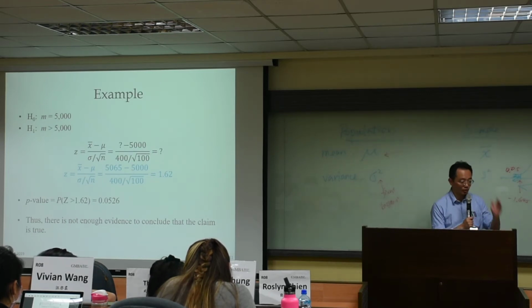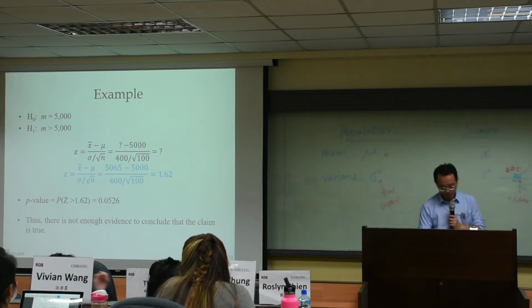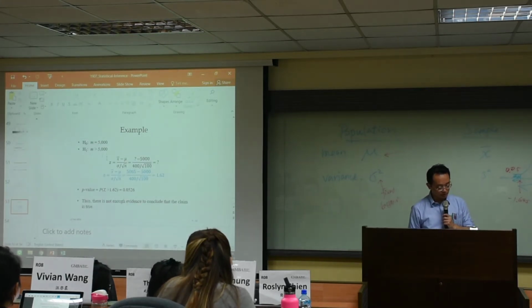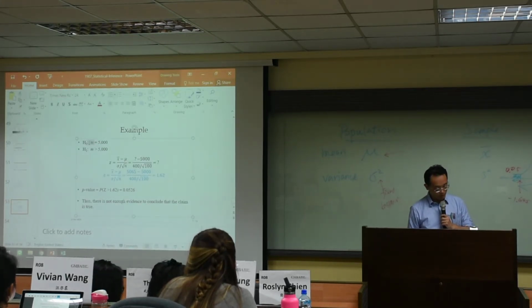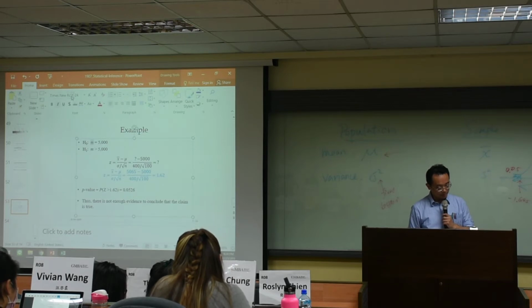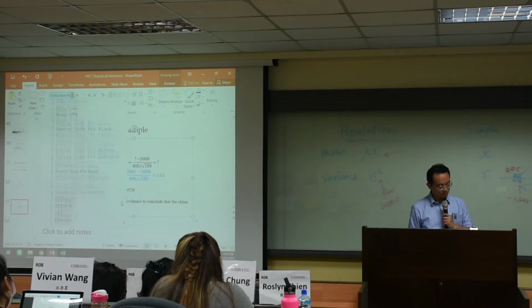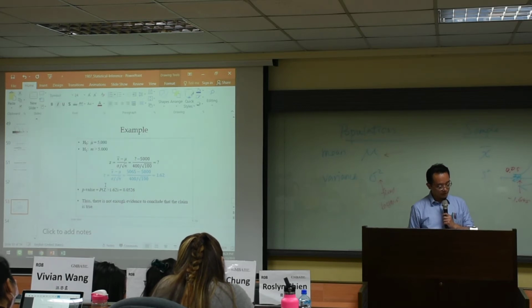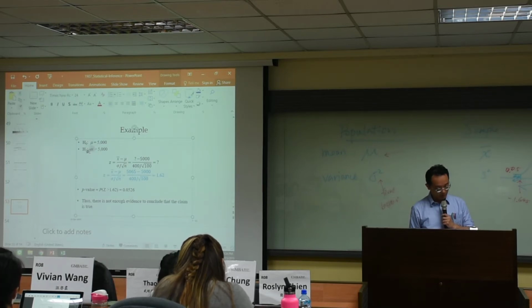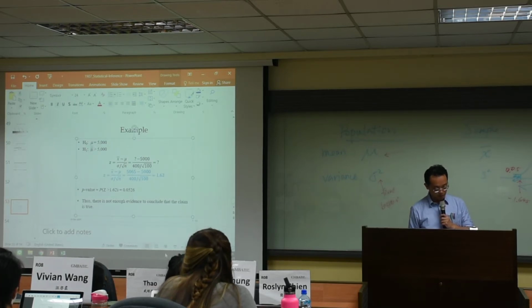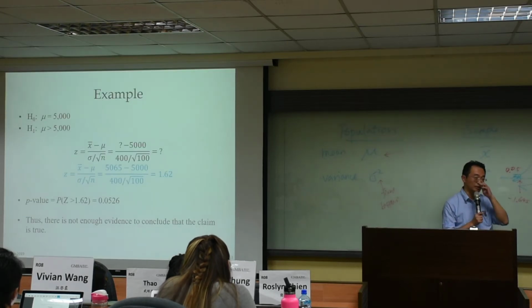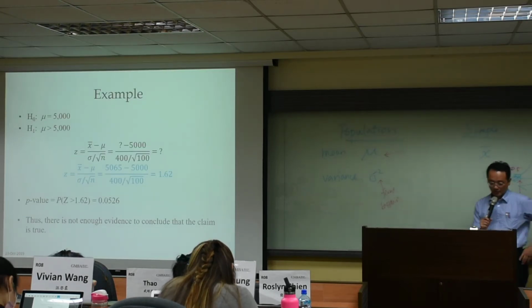H naught, the null hypothesis: mu should be 5,000. And the alternative hypothesis is that mu is greater than 5,000. We hope that is true, so we put mu greater than 5,000 as our alternative hypothesis.